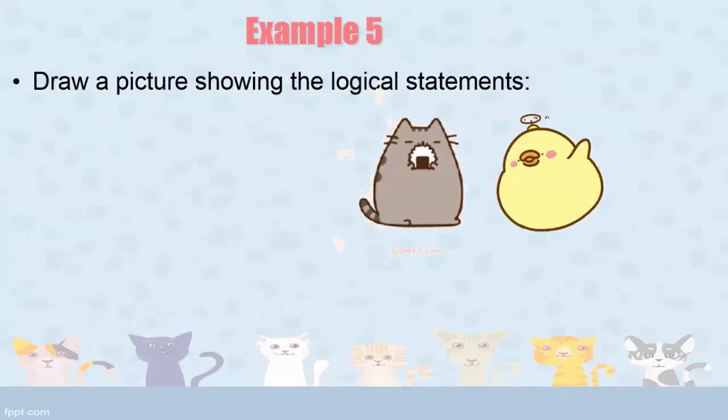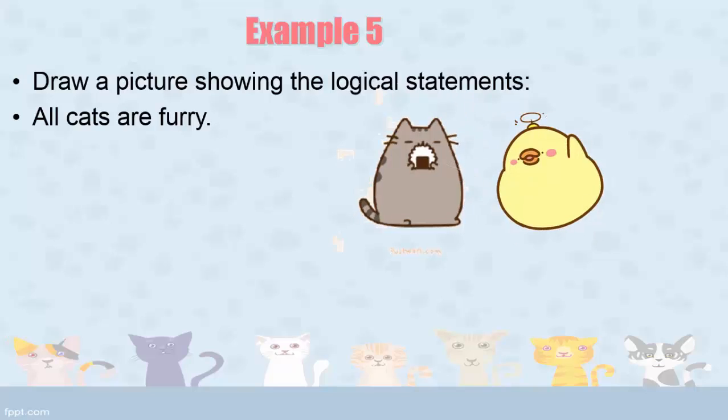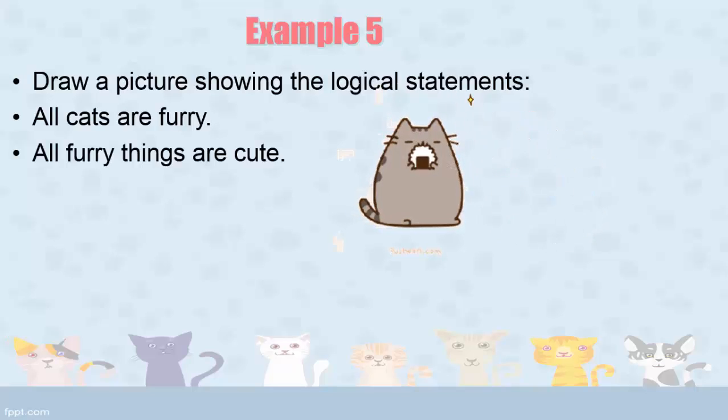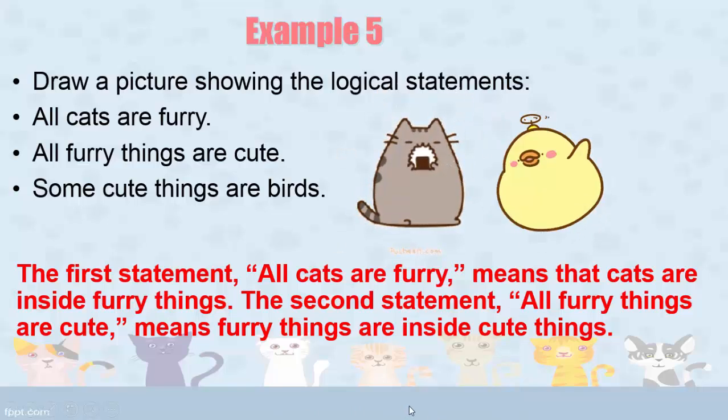In example number 5, we're going to draw a picture showing the logical statement: all cats are furry, all furry things are cute, and some cute things are birds. So the first statement is all cats are furry. This means cats go inside furry things. The second statement is all furry things are cute. This means furry things go inside cute things. So let's see if we can think of it that way.